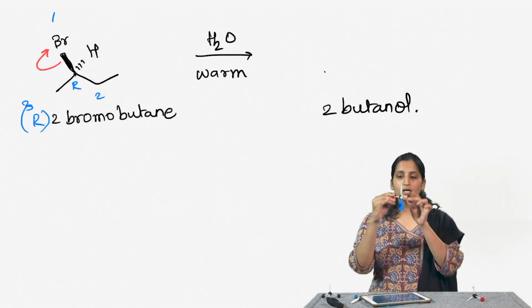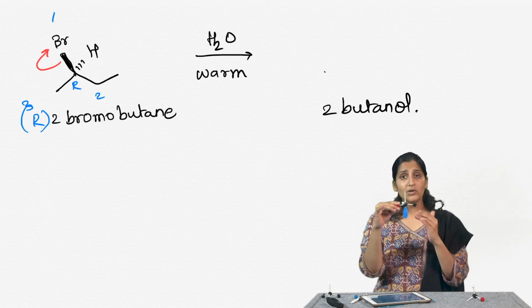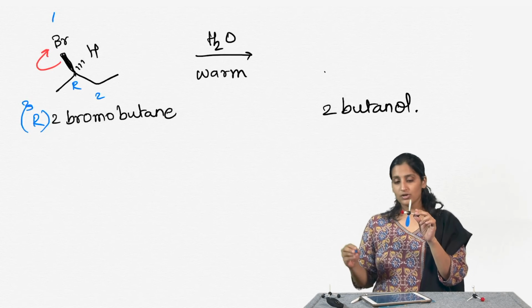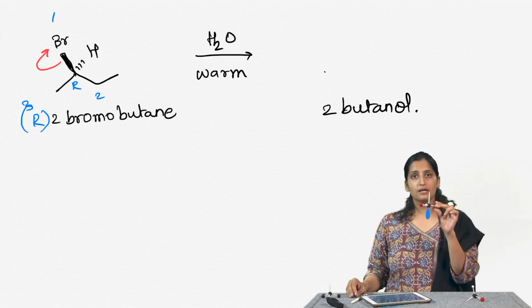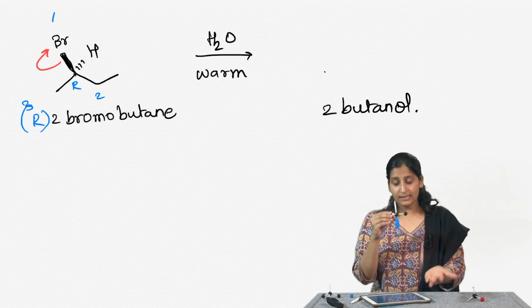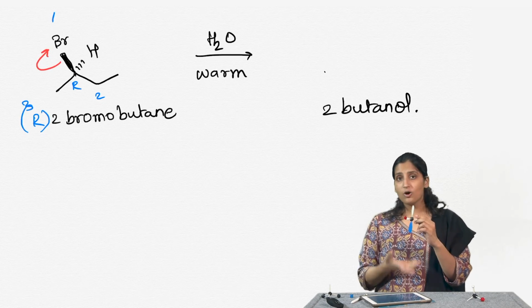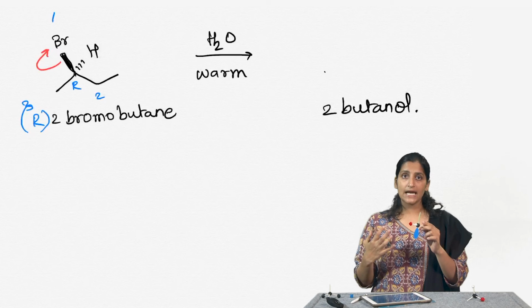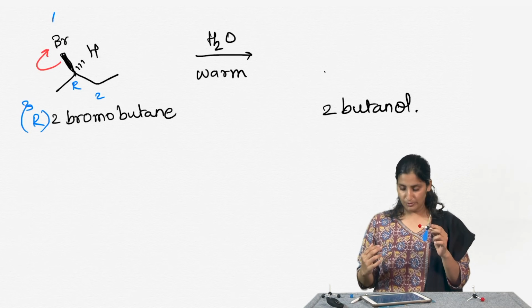So, if you think about it, once the carbocation is created, it can be attacked from either end, from the top as well as the bottom. Thus, when the nucleophile, in this case water, attacks, it is going to attack from the top, and it is also going to attack with equal probability from the bottom, creating a mixture of R and S-2-bromobutane.